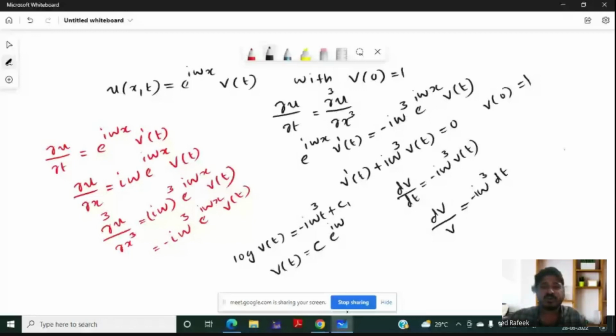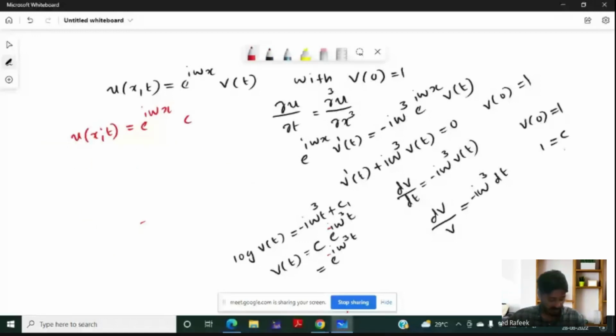U of x comma t is equal to e raised to i omega x into e raised to minus i omega cube t. Take e raised to i omega outside. e raised to a into e raised to b is equal to e raised to a plus b. So you take x minus omega 1, omega square t.